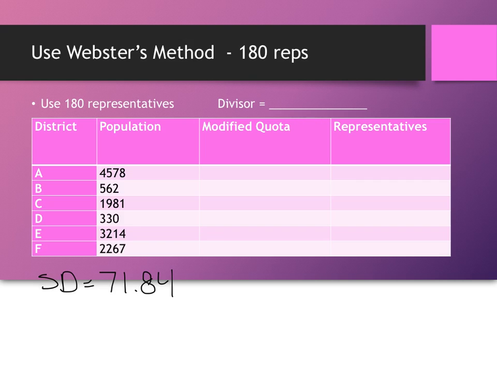Alright, so what I got was that the divisor we want to use in Webster's method, or at least one you can use, is 72.05, and that did take me a while to get to. It turns out 72.0 doesn't work, it gives you 181. If you do 72.2, that gives you 179. So you end up having to do 72.05, or at least I had to.